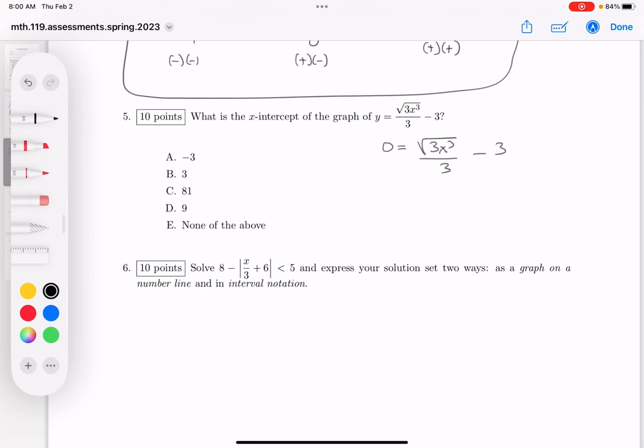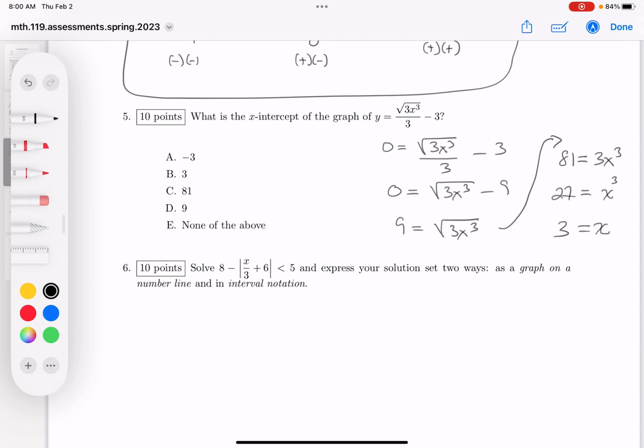I probably would multiply both sides by 3 now. You get 0 equals the square root of 3x cubed minus 9. I would add 9 to both sides. You get this over here. I probably would square both sides now. You're going to get 81 equals 3x cubed. I would divide both sides by 3. You get x cubed is 27. And now x is obviously the number 3. So the correct answer would be B.